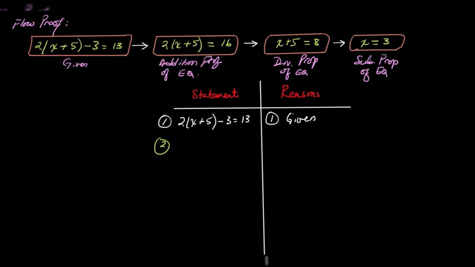You don't have to do the math here because this is a geometry problem anyway. You can write the next statement. That's 2 times the quantity x plus 5 is equal to 16. And the reason we have the ability to do that is because of addition property of equality. So addition property of equality for real numbers.